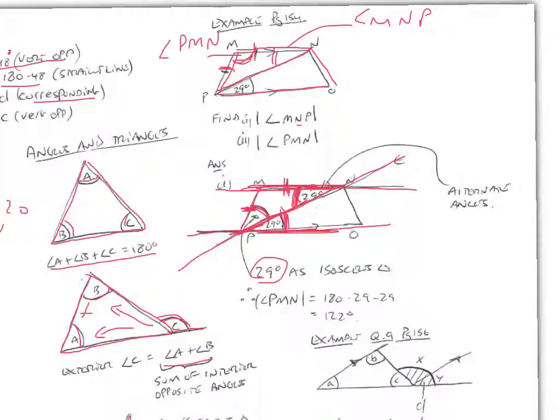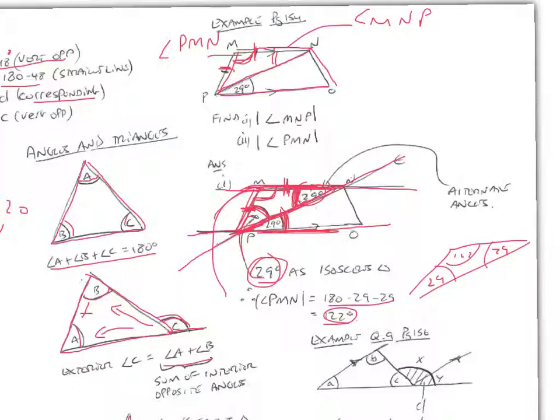So then we're asked to find this final angle here. Well, if that's 29 in here, and this is 29, and the sum of the angles in a triangle is 180, then this angle in here must be 122. We have a triangle that's 29, 29, 122. Those are the three angles, all adding to 180.